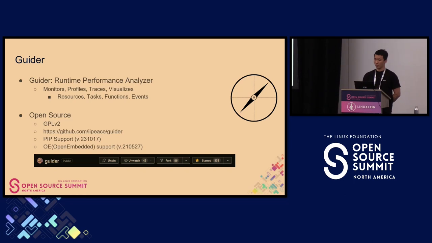Guider, as mentioned earlier, provides visualization features along with monitoring, profiling, and tracing functions. All these features operate immediately on the target without the need for source code or a compiler. Developed for comprehensive performance analysis, Guider currently comprises around 153 commands and various options, the details of which will be explained later. It utilizes GPL version 2 with the official repository hosted on GitHub, also supporting PIP and OpenEmbedded.